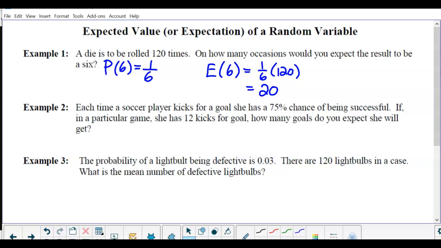Next one, each time a soccer player kicks for a goal, she has a 75% chance of being successful. In a particular game, she has 12 kicks. How many goals do you expect she would get? Okay. So in this case, probability of expected goals, we would have the probability is 75%, so that's 0.75 as a decimal, or 3/4 as a fraction, times 12 kicks. So that would be, what, 8? No, that would be 9.